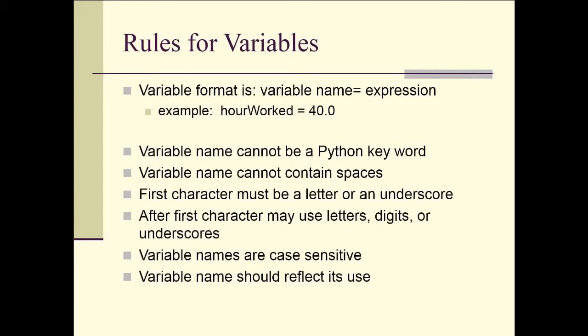The variable name cannot contain spaces. The first character must be a letter or an underscore. And the letter can be a capital or a lowercase, it doesn't matter. After the first character, you can use letters, digits, or underscores, but no special symbols. Variable names are case sensitive, which means that my example up there, hourWorked with a capital W, if we could also write it as hourworked with the lowercase w, those would be two separate variable names.